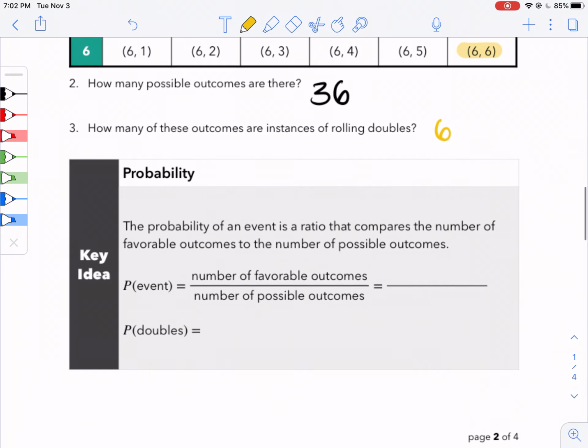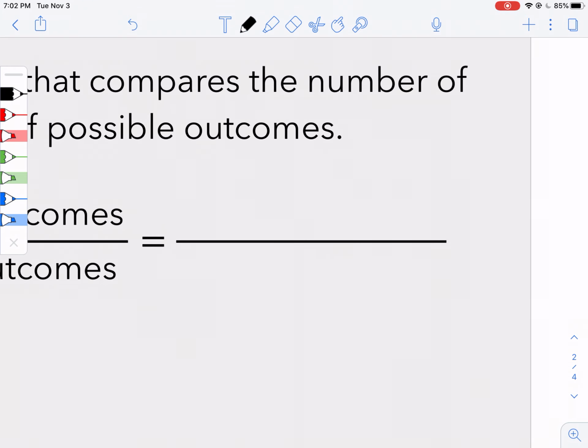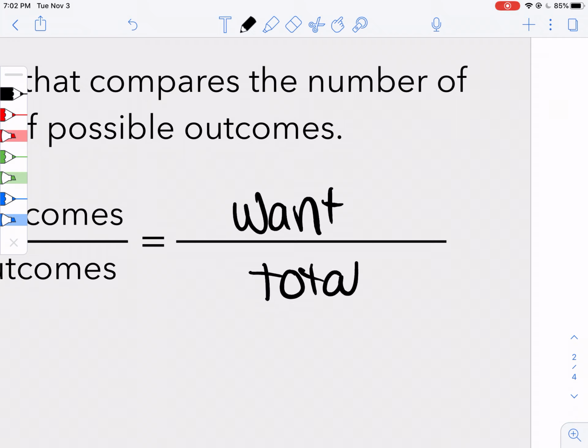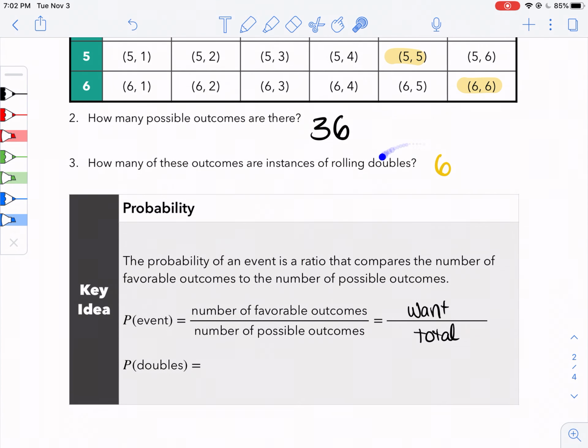So the probability of an event is the number of favorable outcomes over the possible outcomes. What this means is how many successes you have, how many ways you want it to happen. So basically what you want over your total. So if we looked at the probability of rolling doubles, how many ways can we roll doubles?